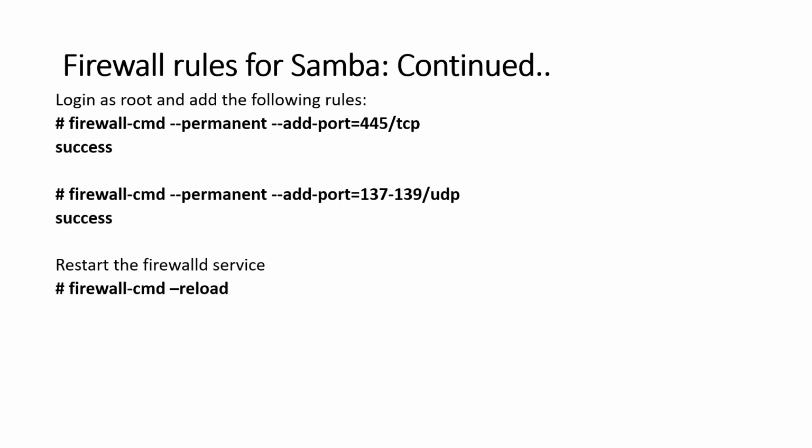Now it is time to add the firewall rules for Samba on the server that is running the Samba daemon. Log in as root, add the following rules. firewall-cmd --permanent --add-port=445/tcp, that's a success. Now it's time to add the UDP ports. firewall-cmd --permanent --add-port=137-139/udp, that's a success as well. And then we just restart the firewalld service, firewall-cmd --reload.